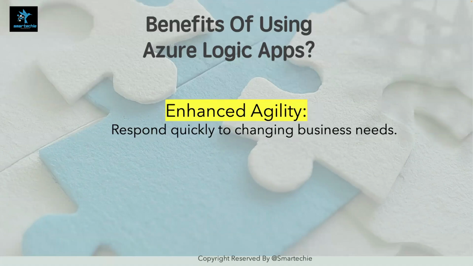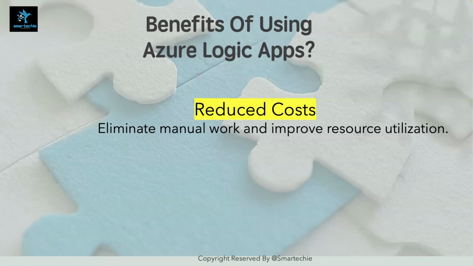And if you see enhanced agility, what does agility mean? Agility means it can be used any time, in any place, at any point of time, with high availability. So enhanced agility means it actually responds very fast whenever any change happens in the business workflow or any business horizon, right? And also reduced cost.